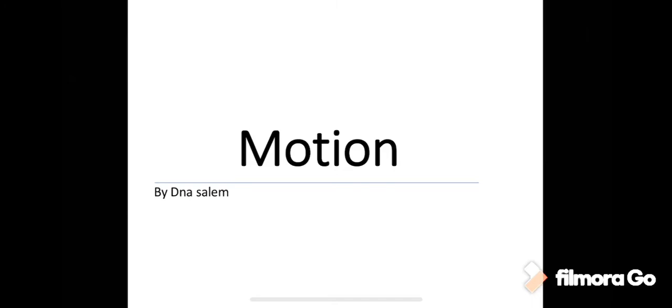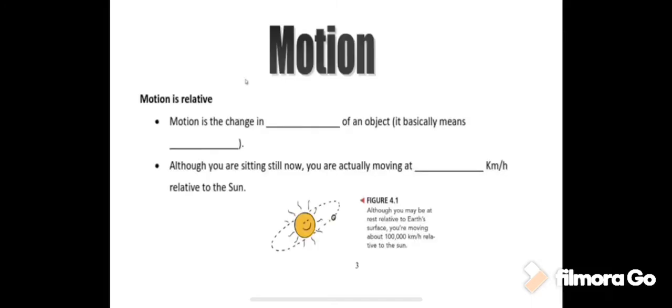Let's start. Motion. Motion is the change in location of an object, and it basically means moving. Although you are sitting still now, you are actually moving at 100 km per hour relative to the sun. Although you may be at rest relative to Earth's surface, you're moving about 100,000 km per hour relative to the sun.